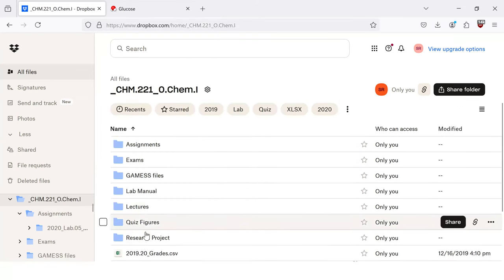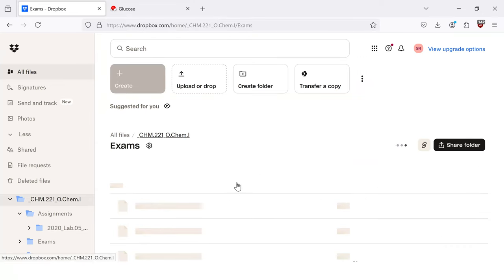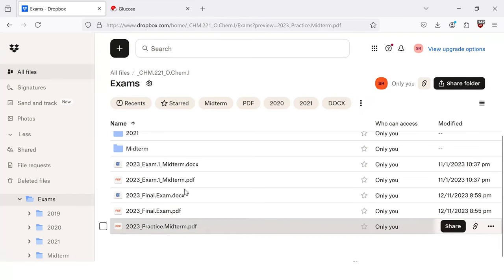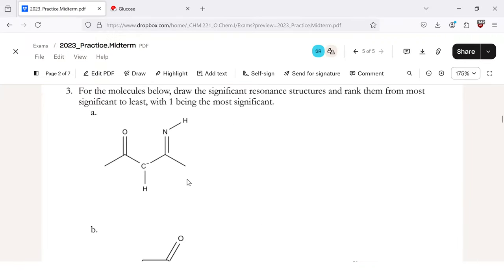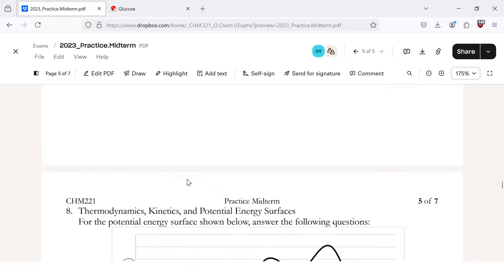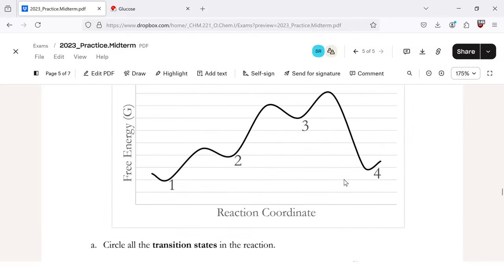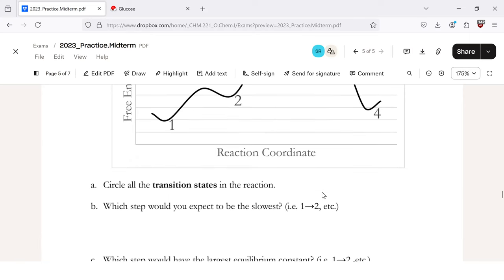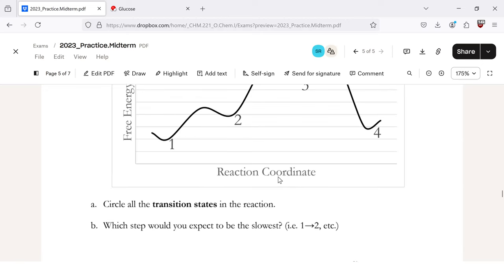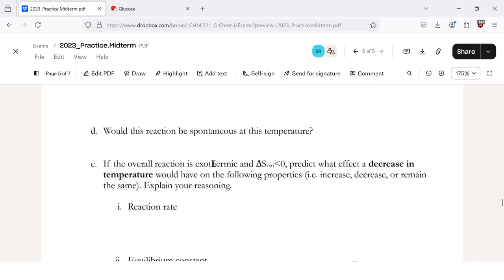And then if we look at the practice exam, we didn't get into these till the last few slides, right? But we've got free energy, we've got a potential energy surface given. We're going to define some of these terms in the next part. Will this reaction be spontaneous at this temperature? If the overall reaction is exothermic and delta S of the reaction is less than zero, what effect would a decrease in temperature have on the following properties?